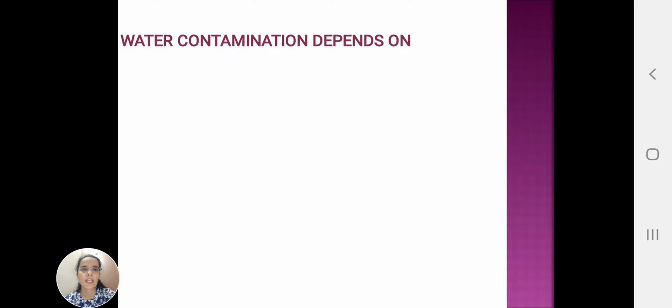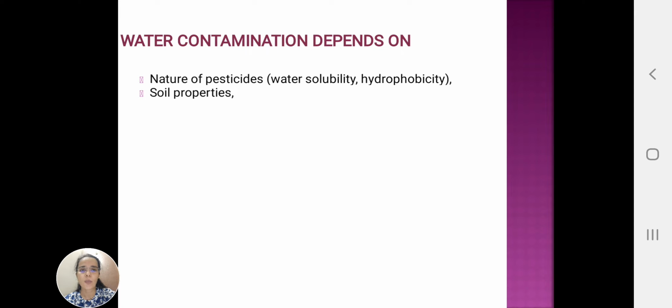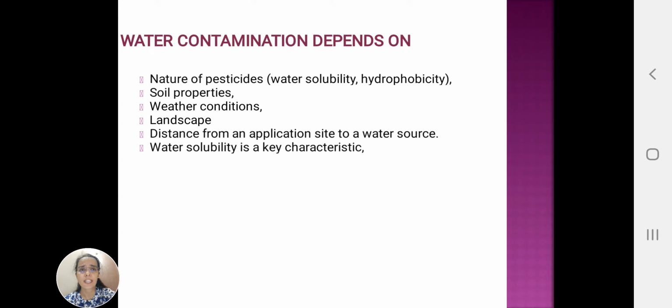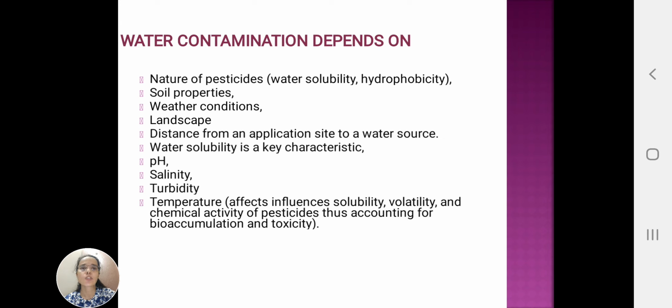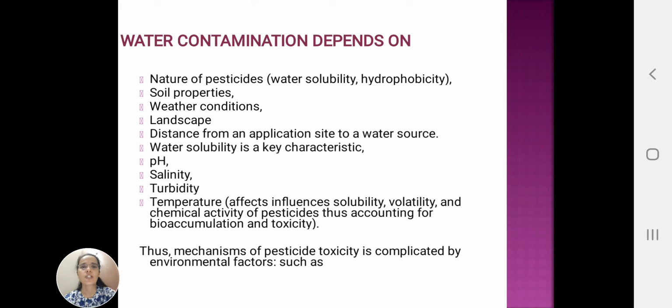Water contamination depends upon the nature of the pesticides, that is the water solubility or the hydrophobicity of the pesticides, the soil properties, weather condition, landscape, and also on the distance from the application site to the site of water source. Water solubility is a key characteristic, and other parameters like pH, salinity, turbidity, temperature, they also affect solubility, volatility, and chemical activity of pesticides, thus accounting for the bioaccumulation and toxicity.